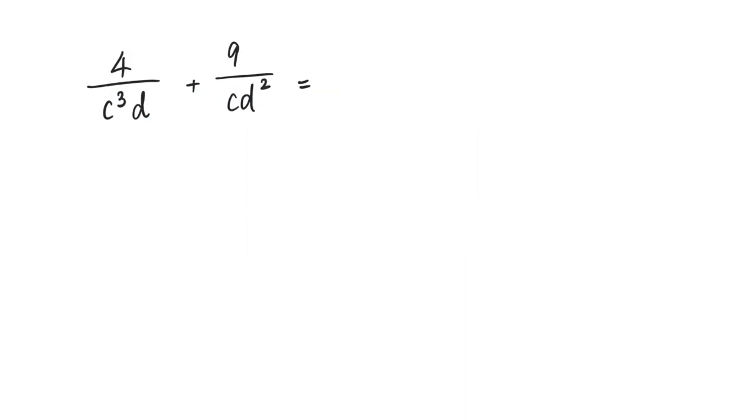Hello everyone, welcome to this video where we are required to express the following as a single fraction in its simplest form. And every time we add fractions, we do need to make sure that the denominator is the same. So for the lowest common multiple, I see that there is a d power 2 here. So I will need to multiply by one more d to make it d power 2.